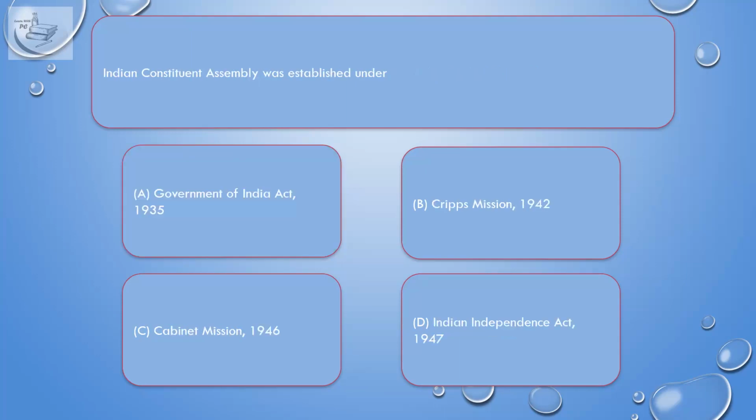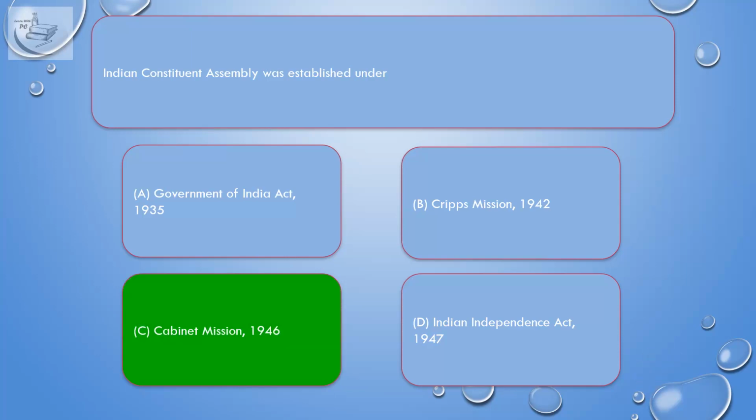Question: Indian Constituent Assembly was established under A. Government of India Act, 1935, B. Cripps Mission, 1942, C. Cabinet Mission, 1946, D. Indian Independence Act, 1947. Correct answer is C. Cabinet Mission, 1946.